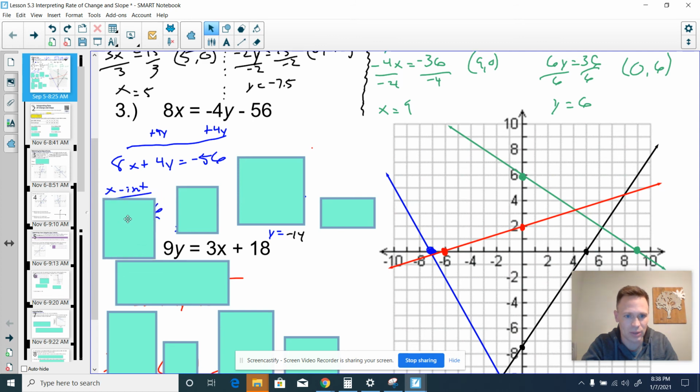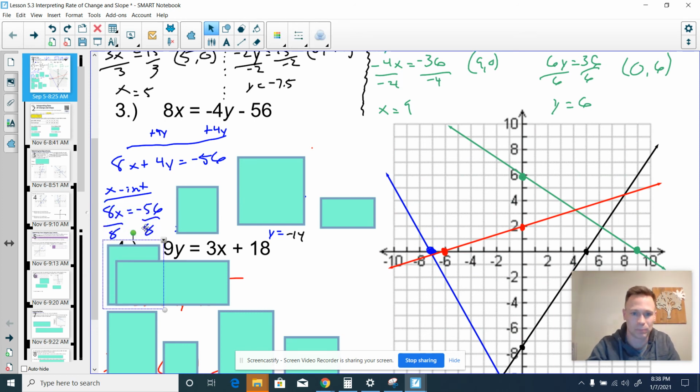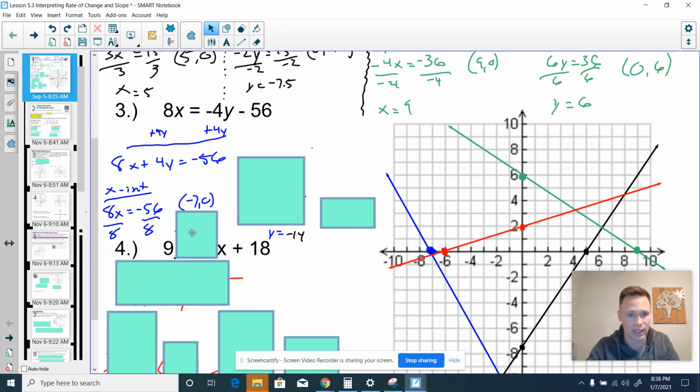So now I do the same thing, right? I'm finding an x-intercept. This one's a little bit sloppy just because I have less space, but 0 is going in for y. So I'm left with the equation 8x equals negative 56 because, again, 4 times 0 is 0, so that goes away. So 8x equals negative 56. I divide both sides by 8, and I get 7 for y. Or I'm sorry, 7 for x. So negative 7 for x, and my coordinate point is (negative 7, 0).